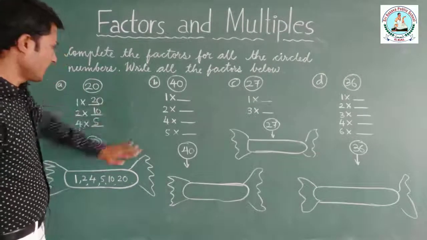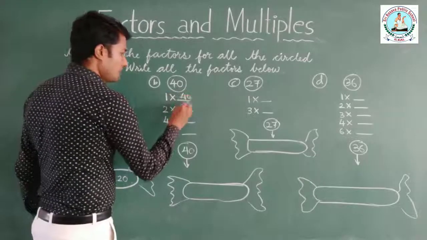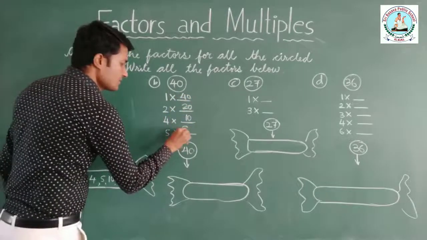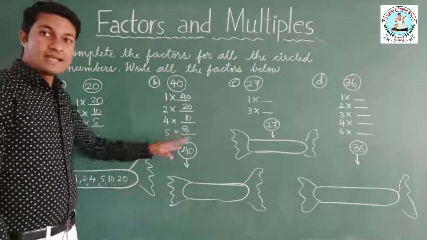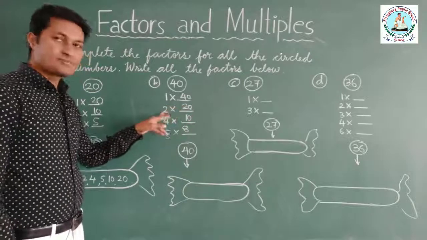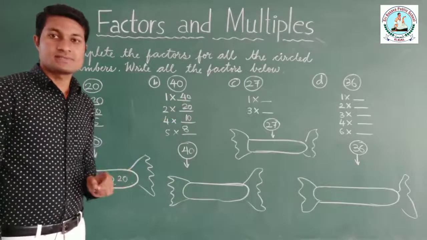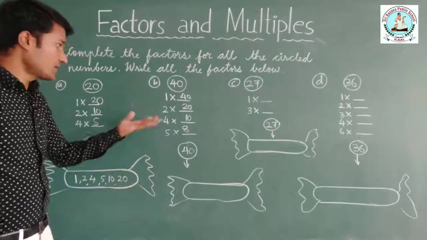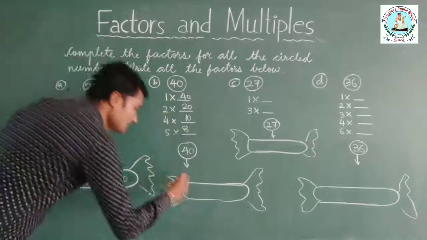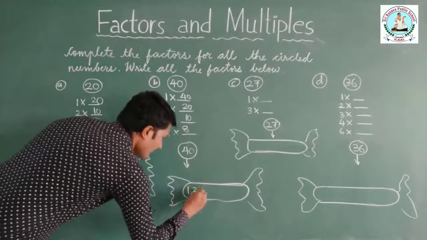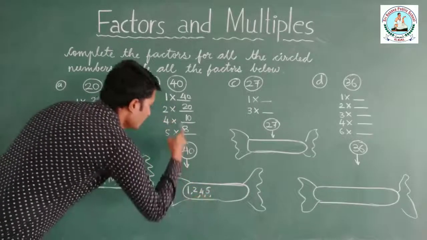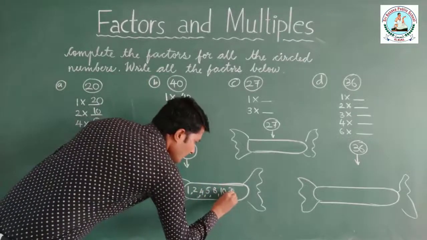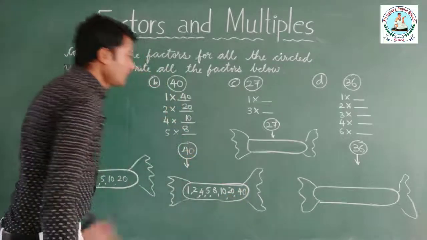Your next number is 40, and 1 times 40 is 40, 2 times 20 is 40, right? 4 times 10 is 40, and 5 times 8 is 40. 8 times 5, 10 times 4, 20 times 2, and 40 times 1 are also the same combinations like this. So that is why don't write them. No need to write them here. So just copy all these factors: 1, 2, 4, 5, then 8, next 10, 20, and 40. So these are the factors of 40 now.